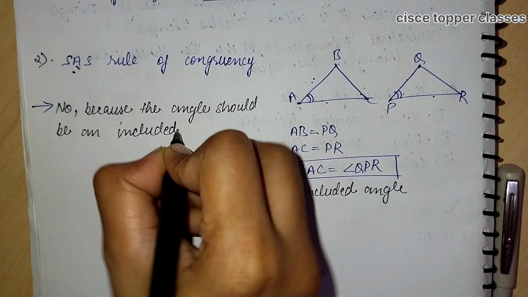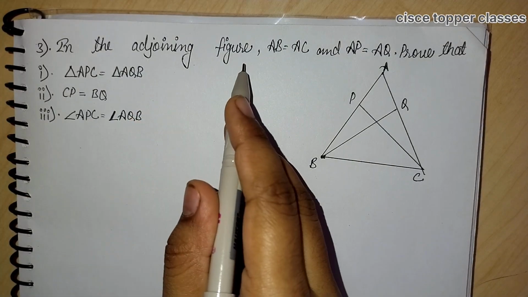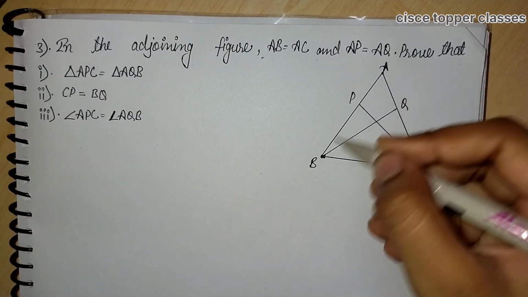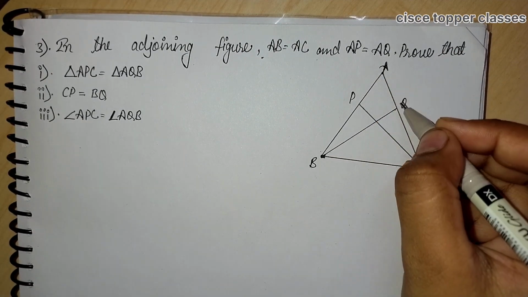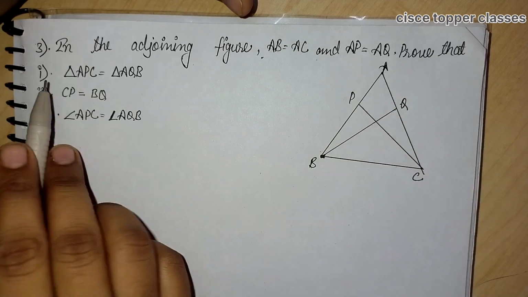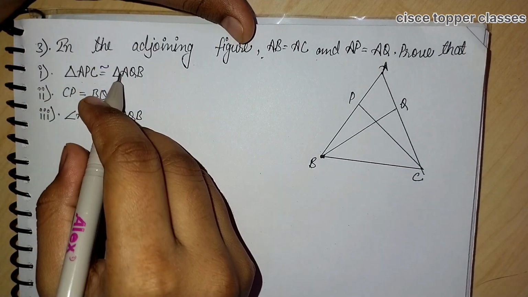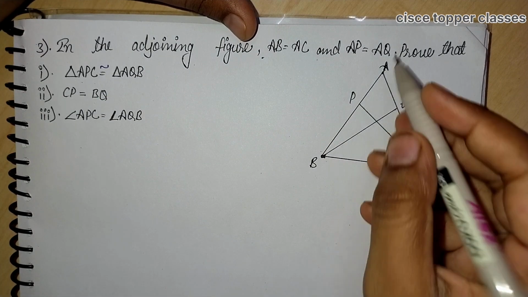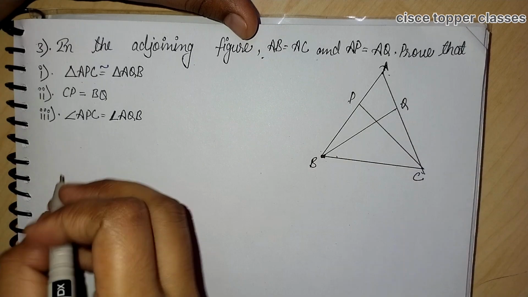Included angle. In the adjoining figure, in the third question, AB is equal to AC, meaning this side is equal to this side, and AP is equal to AQ. We have to prove that triangle APC and triangle AQB are congruent triangles.